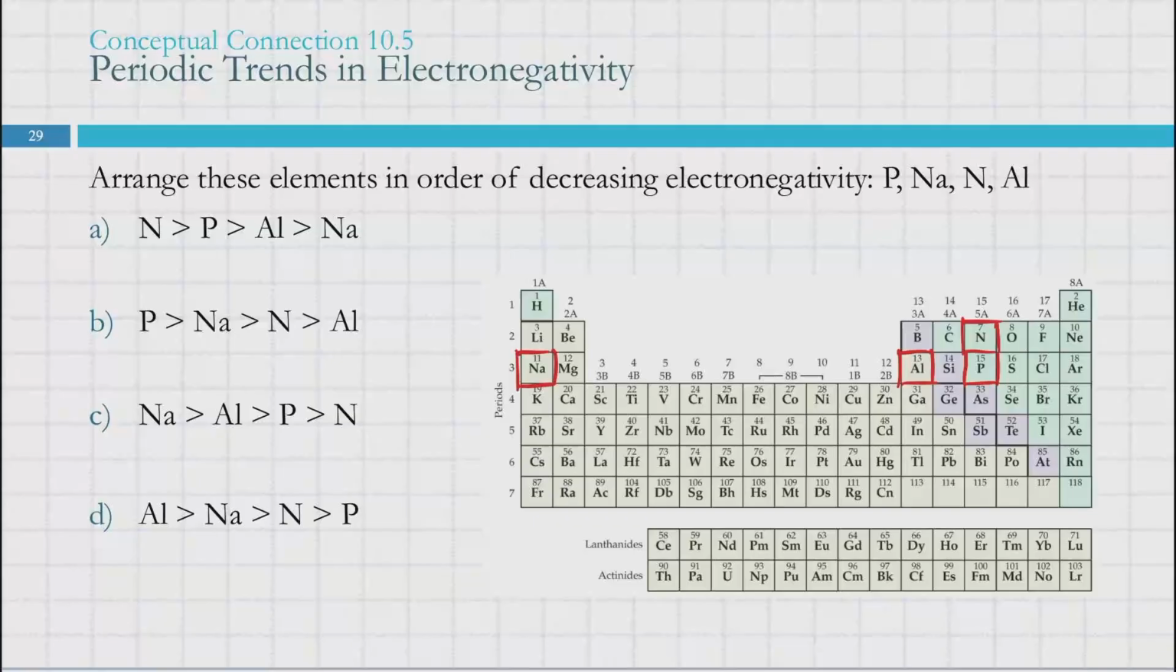Nitrogen, because it's closest to fluorine. It's furthest up and to the right. What'll be next up? What's next closest to fluorine? Phosphorus. So phosphorus is number 2. Then up next, aluminum, and then last but not least, sodium. So incidentally, it's A, the one that I read off. That's going to be our order from highest to lowest. You should generally be able to solve something like this where you arrange them from highest to lowest.